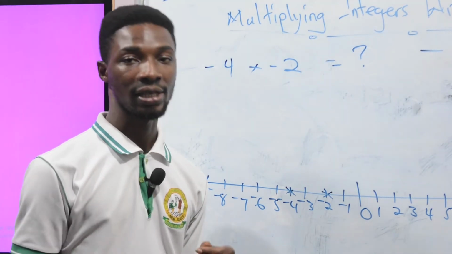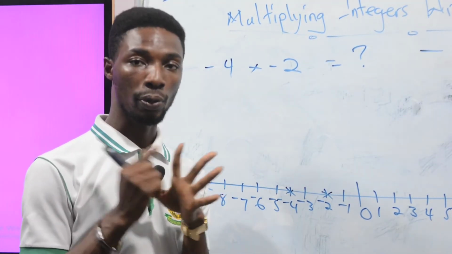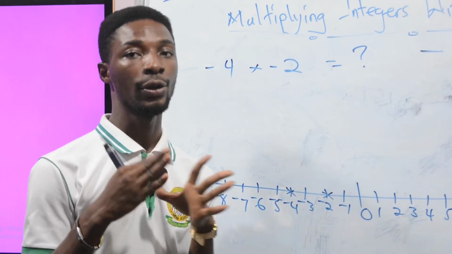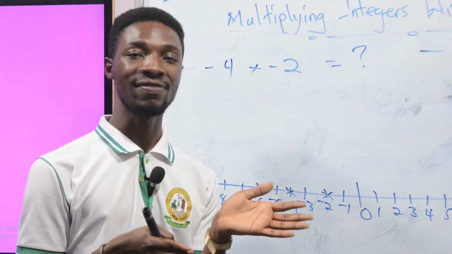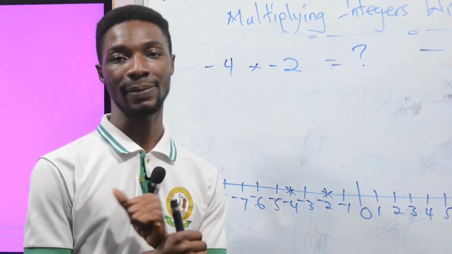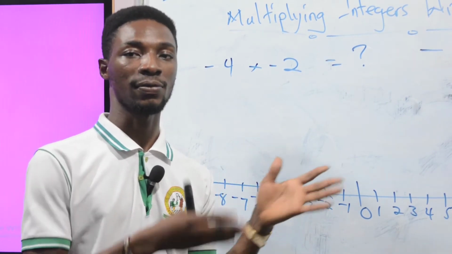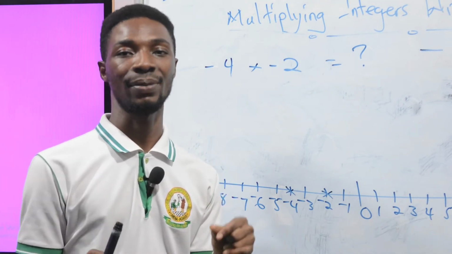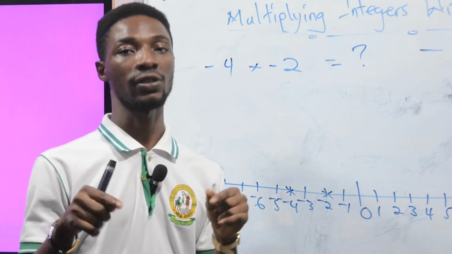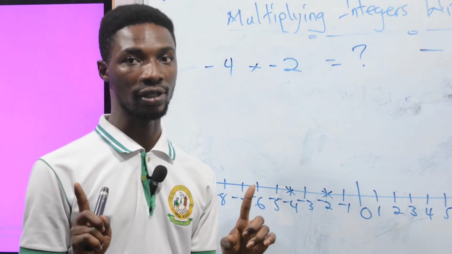Take note of this. Whenever you have 2 positive numbers multiplying, you jump to the right of 0. Whenever you have a positive number and a negative number multiplying, you jump to the left of 0. And whenever you have 2 negative numbers multiplying, you jump to the right of 0. Take note of these rules.